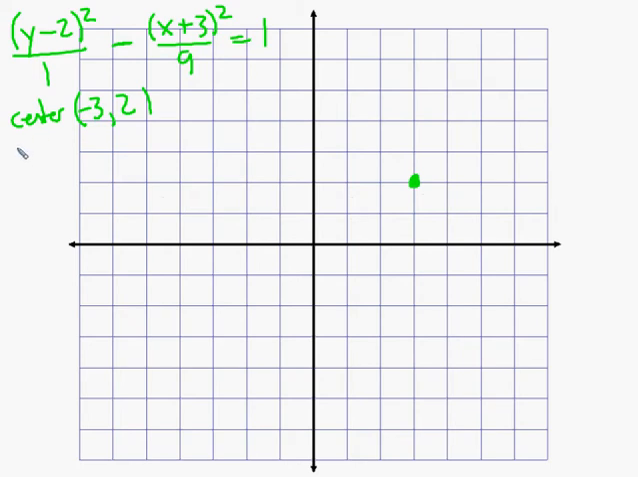Now, which way does this open? Well, this one opens up and down. Why? Because y is the positive term. So it opens up and down. Along x, how much am I going to count? 3. And along y, I'm going to count 1. Okay, do you see where I got that?